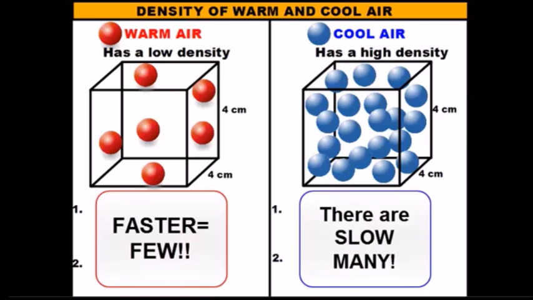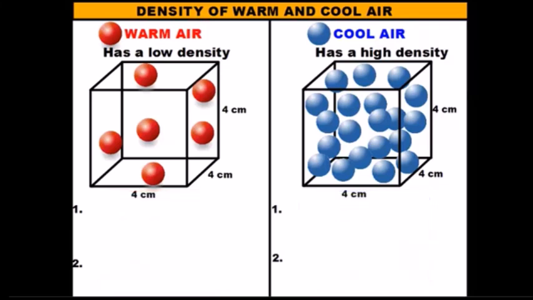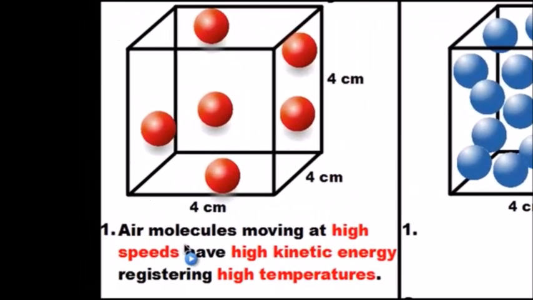space. Now the speed of the air molecules is what makes warm air feel the way it does. So when we take the temperature of something, what we're actually doing is we're taking a reading on how fast the molecules are moving. So since warm air molecules are moving at high speeds, they're going to have high kinetic energy, which means they're fast. And as a result, they're going to register high temperatures.